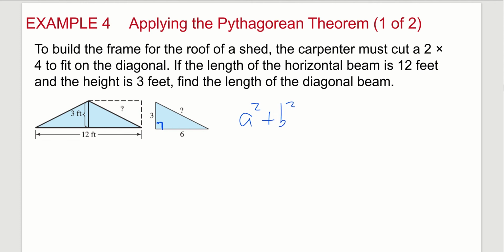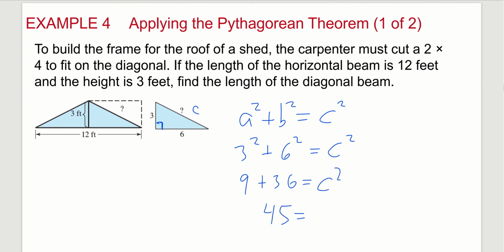a squared plus b squared equals c squared. Here, we're trying to solve for the hypotenuse, so our unknown is going to be c. We would get 3 squared plus 6 squared equals c squared. 3 squared is 9. 6 squared is 36. That is equal to c squared. 9 and 36 make 45, so c squared equals 45.